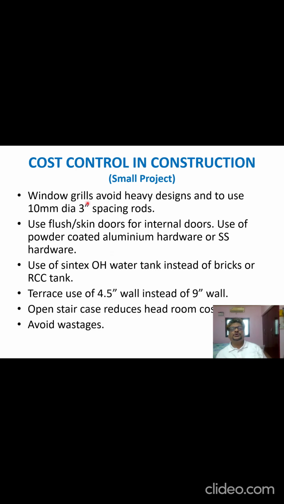Fancy window grills can be avoided to reduce cost. You can go in for 10 mm dia steel rods at 3-inch spacing, so that this can reduce the weight of the grills and thereby the cost. For doors, you can always use flush doors or skin doors for the internal purposes, and you can also use hardware which is coated aluminum hardware or stainless steel SS hardware, depending upon your cost constraints. You can always use a Syntex tank over the water tank instead of a brick or CC tank, which will reduce the cost.